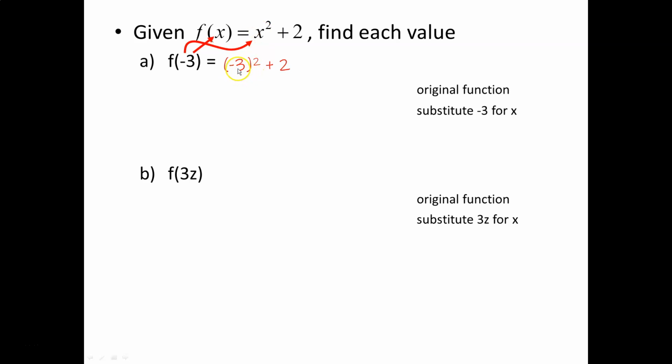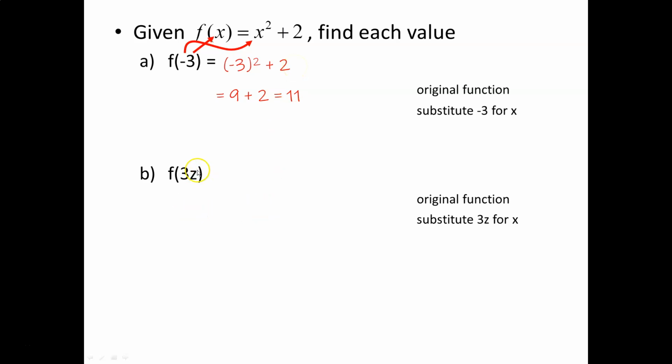And then it's just a matter of a little bit of calculator usage or maybe some simple math knowledge. Negative 3 squared is 9. 9 plus 2 is 11. 11 is your final answer.